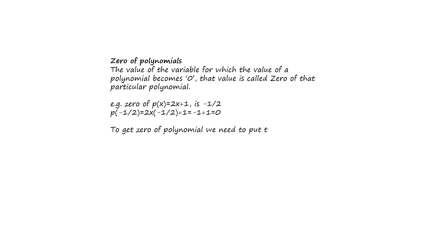To get the zero of a polynomial, what do we need to do? We need to put that polynomial equal to zero. We need to equate that particular equation with zero, and then we need to solve. Then only we will get the zero of any given particular polynomial.